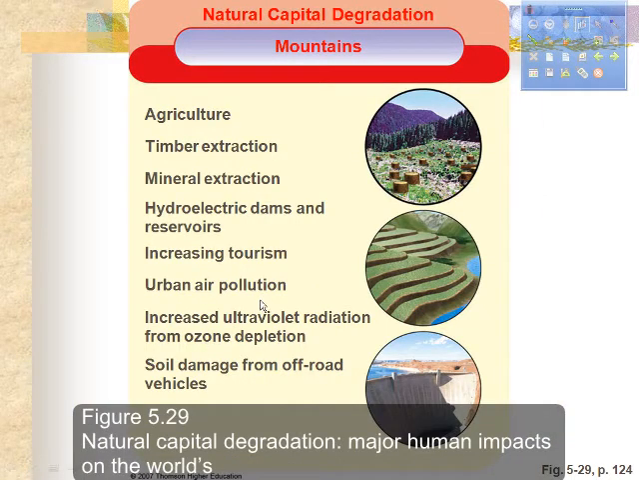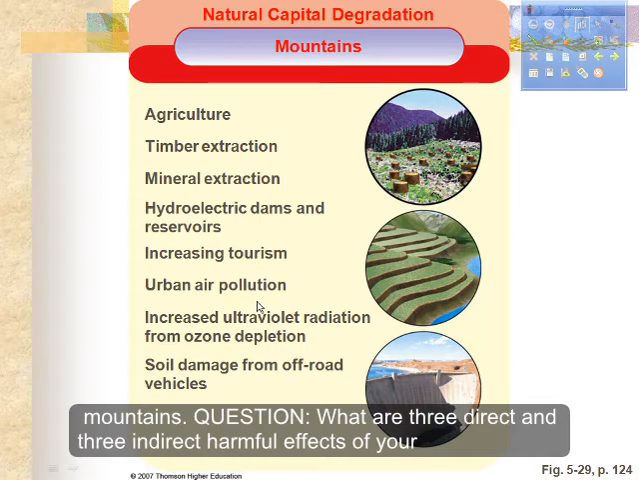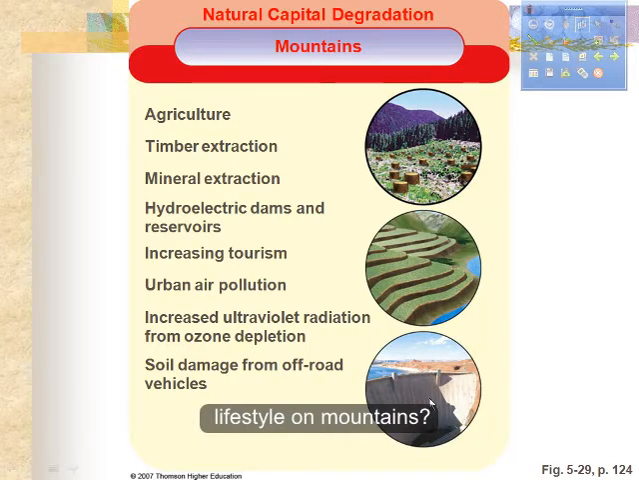In mountains, agriculture is big, timber extraction is big, a lot of the same stuff as other areas. And we see a lot of increasing tourism and a lot of pollution, radiation from ozone depletion, and then off-road, again, soil damage seems to be the case in every single ecosystem. Building all these dams has a big negative impact that obviously is a huge disruption to the natural community in that area, or what was the natural community in that area, and it can't bounce back from that. I mean, there's no coming back from what it used to be.